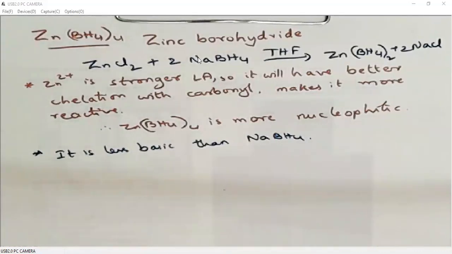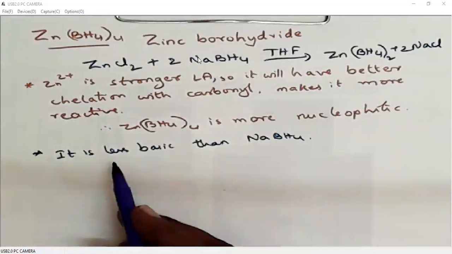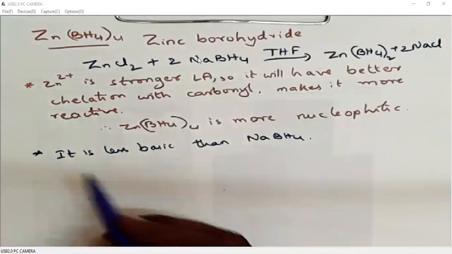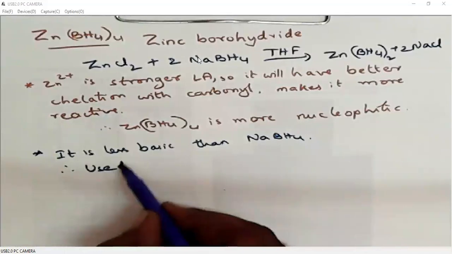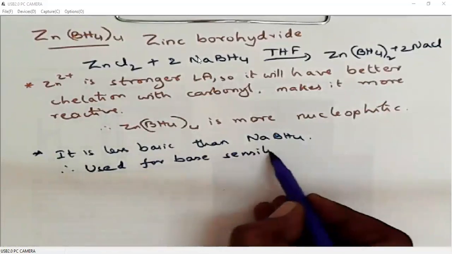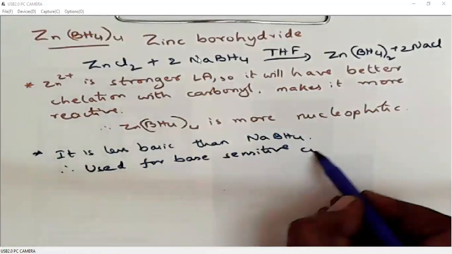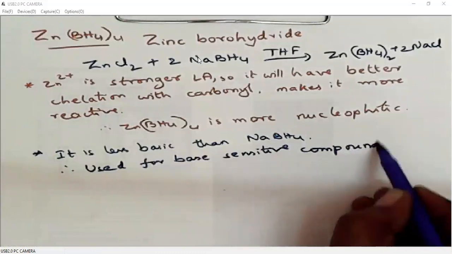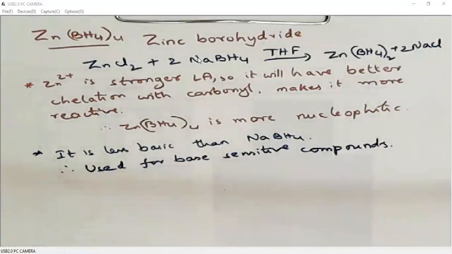So if the compound has some base sensitive functional groups, we cannot use sodium borohydride. But we can use zinc borohydride because it is less basic. Therefore, it is used for base sensitive compounds. If there is a base sensitive functional group, then sodium borohydride reduction cannot be used. Instead, we can use zinc borohydride reduction.